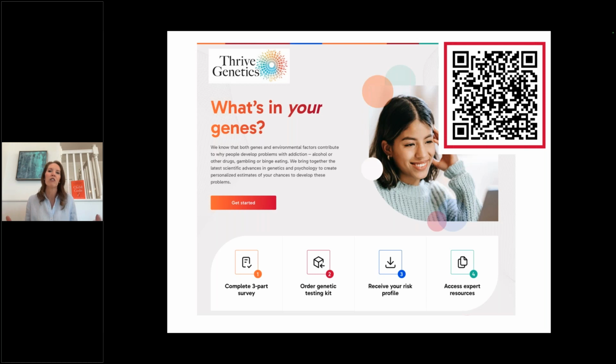But in my research center, what we're actually doing is building out a platform in which we can have individuals complete surveys, and then you do a kind of spit in a tube to get the genetic piece. And we integrate all of that using research algorithms. You hear a lot about machine learning and AI. So we essentially integrate that to be able to give people more personalized risk information and then connect them to resources tailored to them.